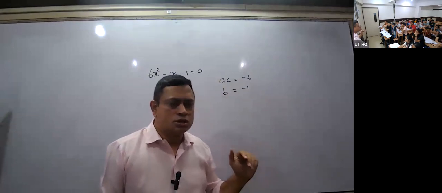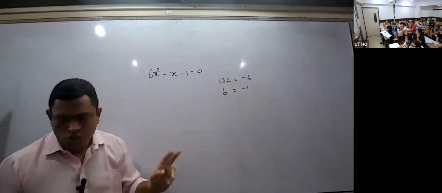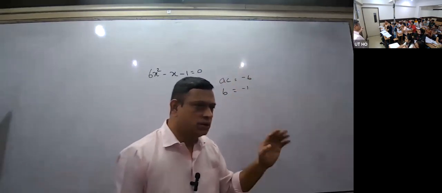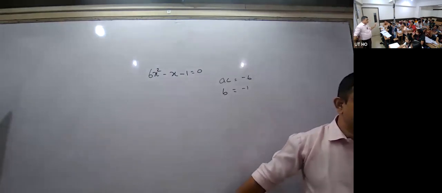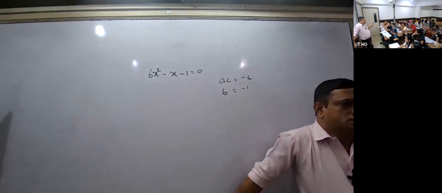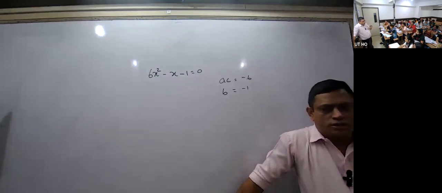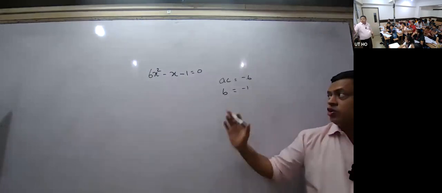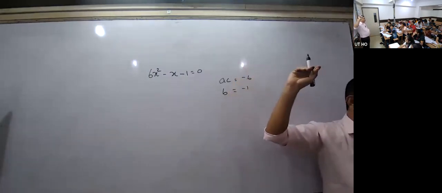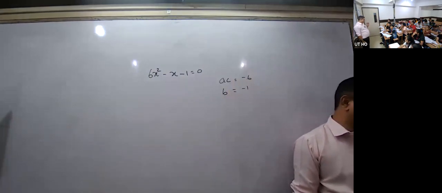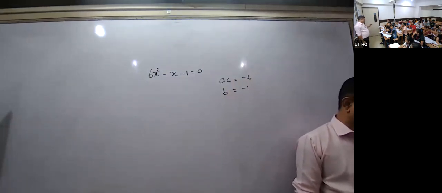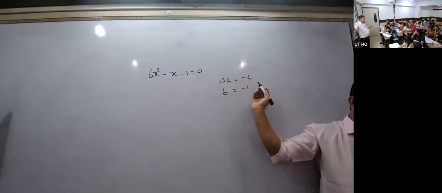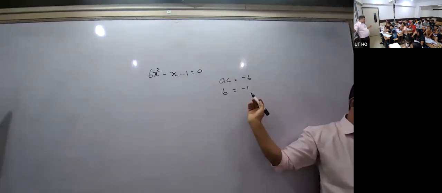Now, your rule is to find two numbers whose product is equal to minus 6 and sum is equal to minus 1. I repeat, find two numbers whose product is minus 6 and sum is minus 1. Whenever this comes, check the product term. If the product is negative, you have to find two numbers and subtract. Take the factors of 6 and subtract, and it will automatically come.